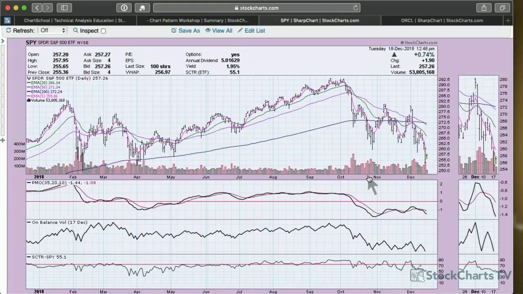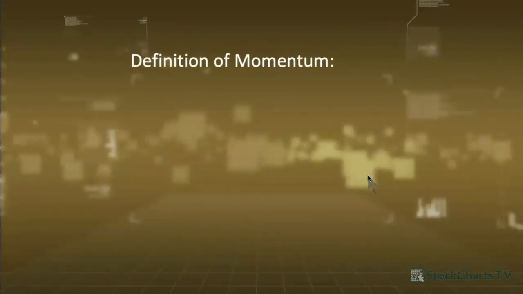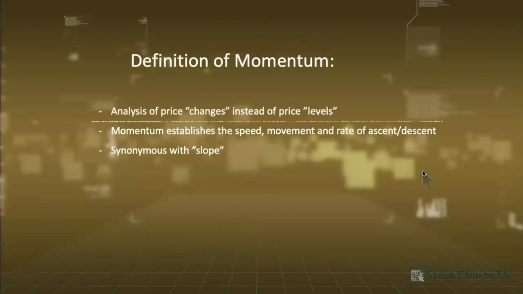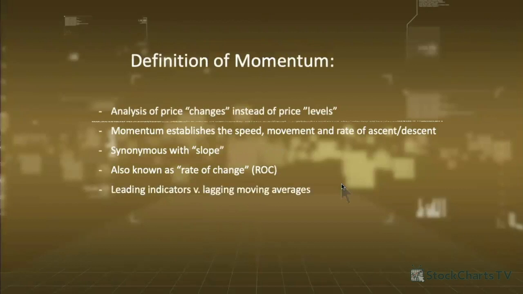All right. We've got one more I'm going to cover here, and that is momentum. That is the analysis of price changes instead of levels. So you're actually looking at the differences in price, and from that you can calculate the speed or acceleration, the movement, the rate of descent. It's synonymous with a slope. It's a rate of change kind of indicator. These are leading versus lagging moving averages. Typically, you're going to see momentum indicators be a bit more leading than lagging, like moving averages are.